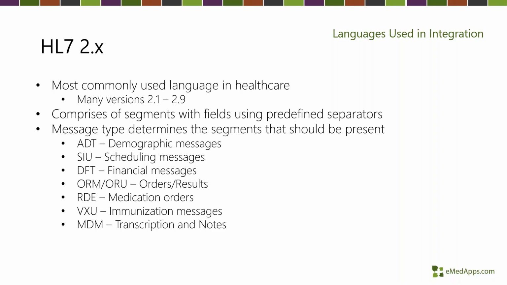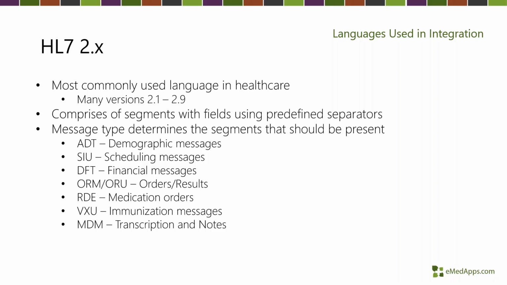All of these HL7 2.x messages comprise different segments that carry data in separate fields within that segment. And the segments are defined by the HL7 standard that you're using. So for example, if you're using HL7 2.3, that defines a set of segments that are available to you and a set of fields that are available to you in those segments to contain the data that you're interested in sending.